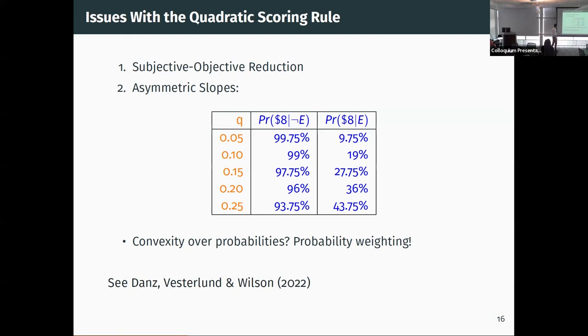Right. Okay, so that's the concern, and this previous paper argues that that's what's going on, and that's what's causing people not to tell the truth within this mechanism. I want to show that that's not the case. All right, what about the MPL?